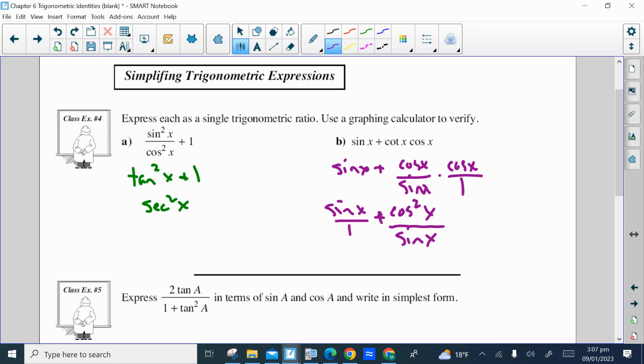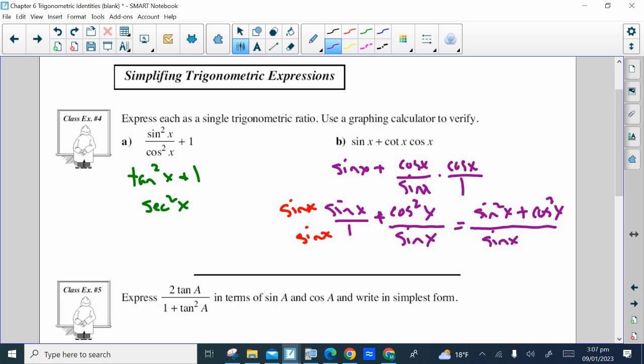And to add fractions together, in order to add rational expressions, you need a common denominator. And our common denominator here will be sine x. To get that first term to have a denominator of sine x, we need to multiply top and bottom by sine x. And so the top will become sine squared x. Sine x times sine x is sine squared x, plus that second term already had the denominator of sine x, so we don't have to multiply top and bottom by anything, which means the top part stays cos squared x.